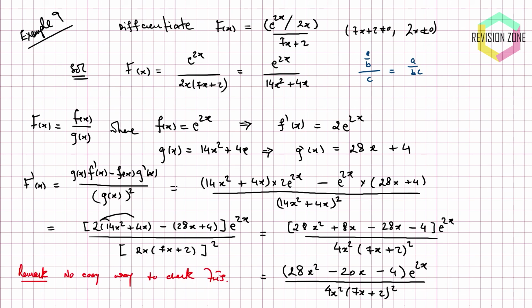Of course, it's worth mentioning the remark that actually, if we did not have the quotient rule, there is no other easy way of being able to differentiate a function like this. So there's no easy way to check this otherwise, right?